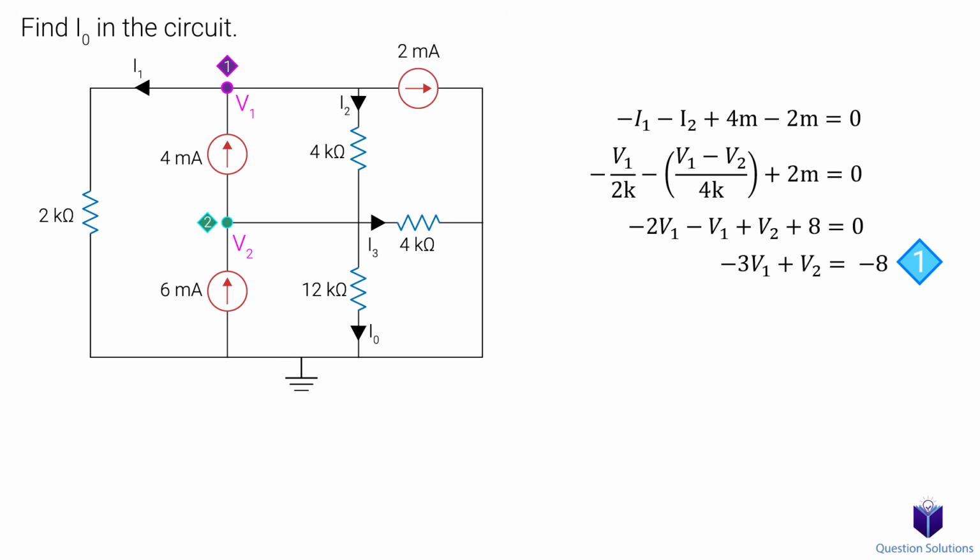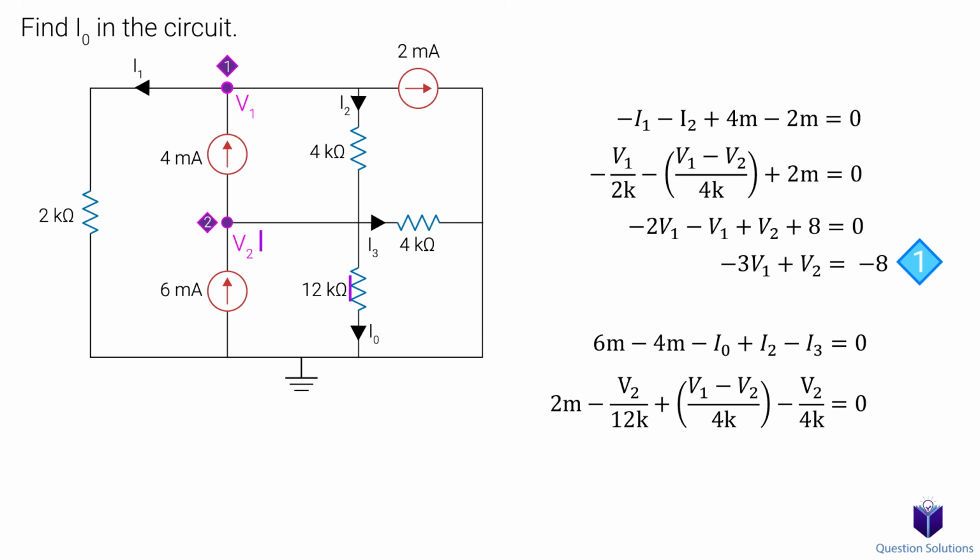So next comes node 2. Let's write our KCL equation. We have 6 milliamps coming in, 4 milliamps leaving, I0 leaving, I2 coming in, and I3 leaving. Again, if it's hard to see, remember that all of this is node 2. Now we can write our currents in terms of node voltages. I0 is V2 divided by 12K, I2 is shared between node 1 and 2 as before, so it'll be V1 minus V2 divided by 4K, and I3 is V2 divided by the 4K ohm resistor. We can multiply everything by 12K. Let's simplify this equation. This is our second equation.